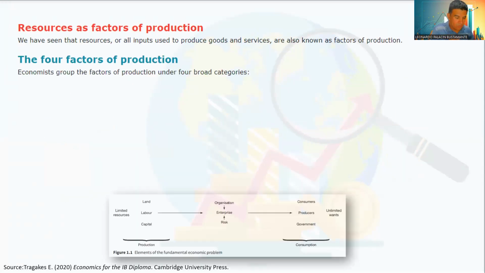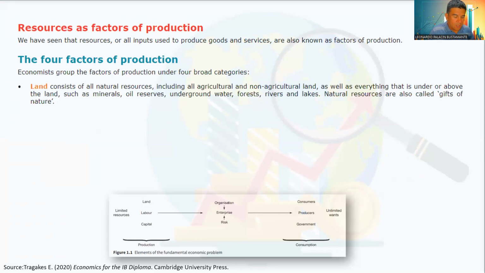Here we have a diagram which explains how they all work together. Land consists of all natural resources that include agricultural and non-agricultural land. Natural resources are also called gifts of nature.